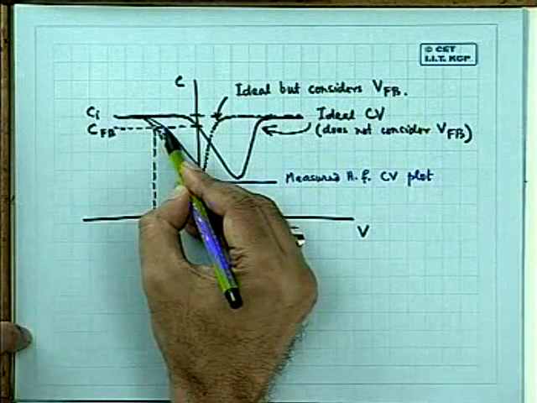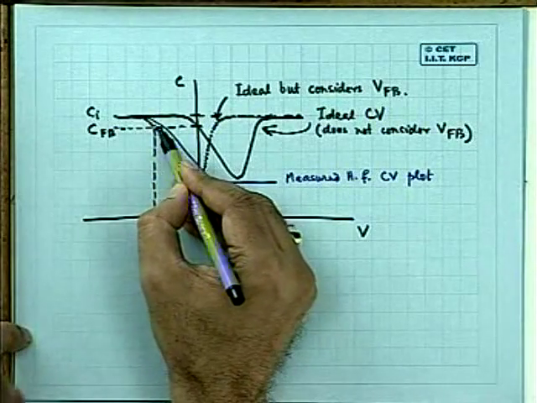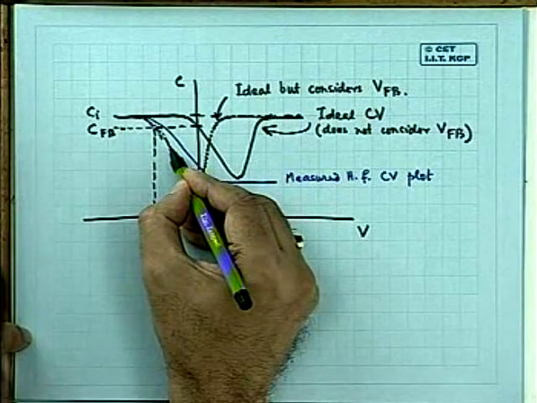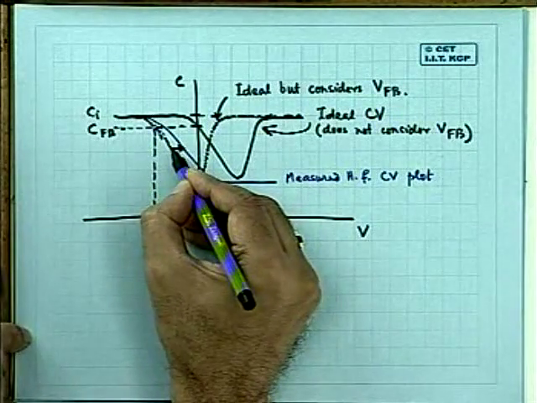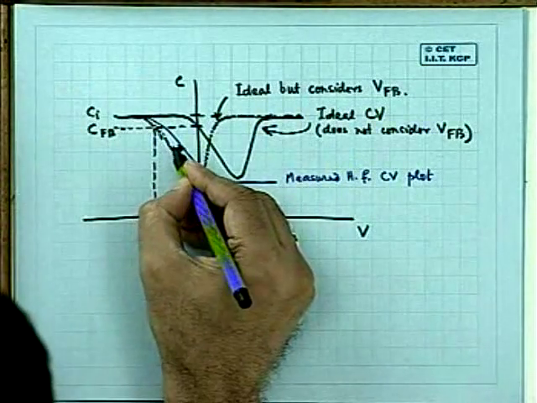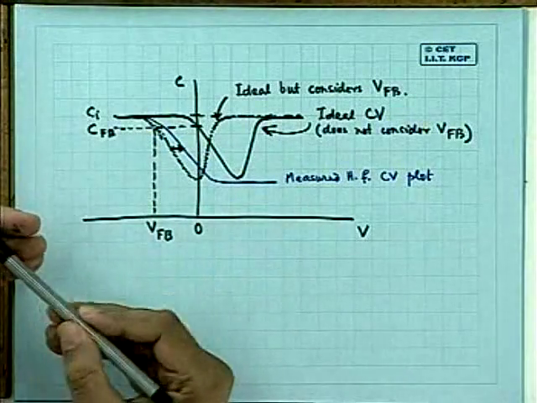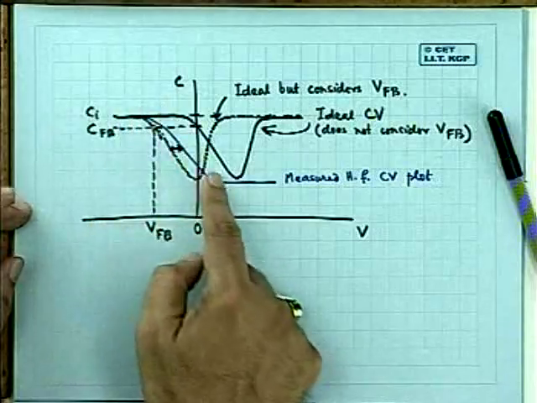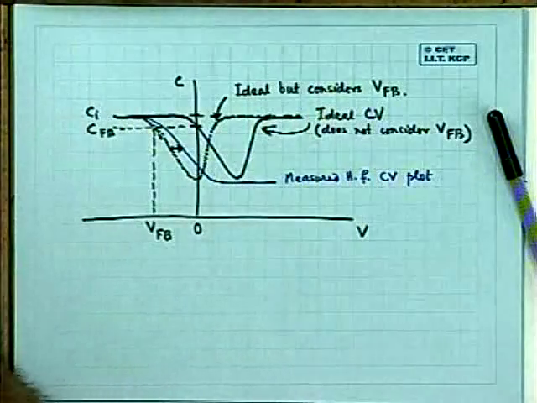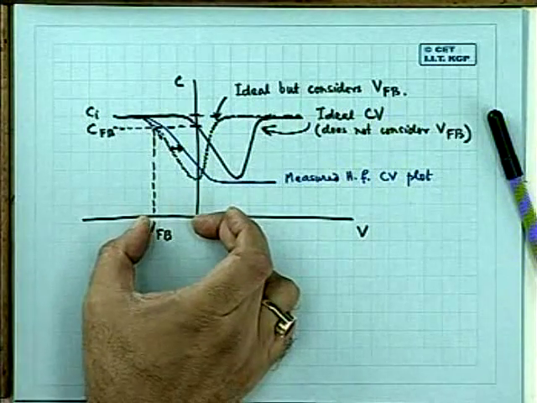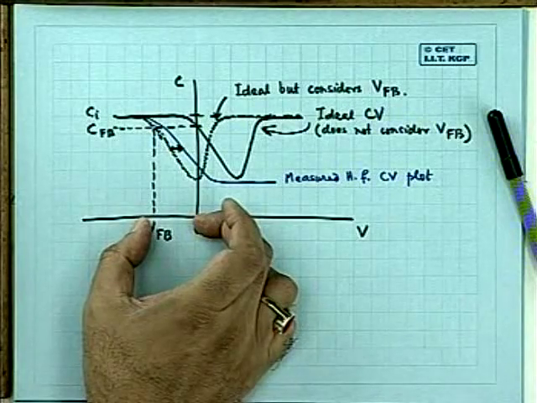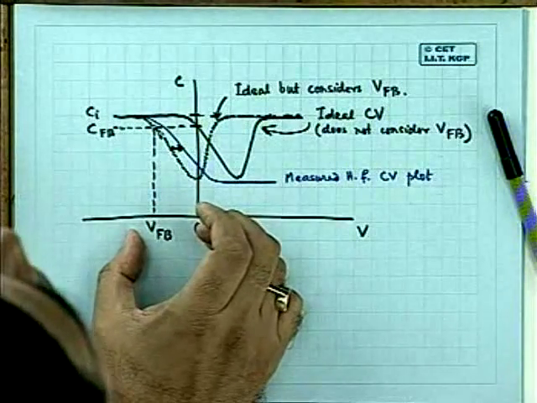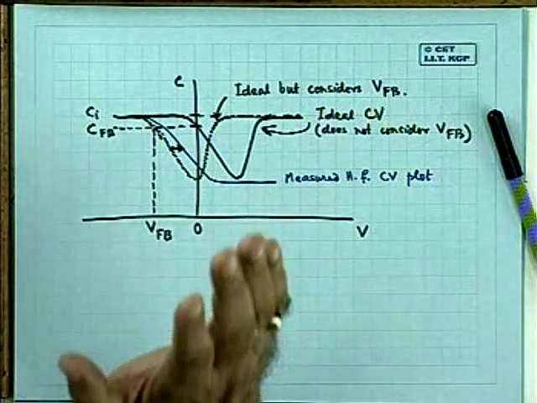And because of this effect, this will also be a little bit shifted. And at every voltage, there is a stretching of this curve. Firstly, there is an overall linear shift. The ideal curve got shifted to the left by the amount which is VFB, either to the left or to the right, depending on the polarity of VFB. This was the first thing.